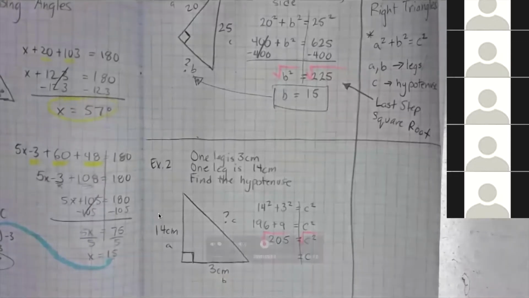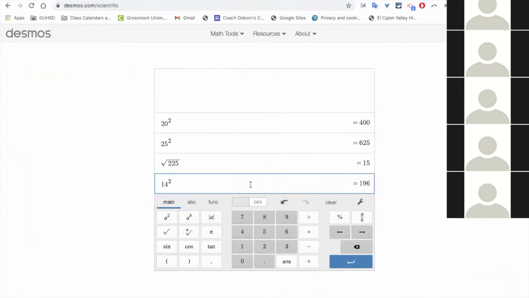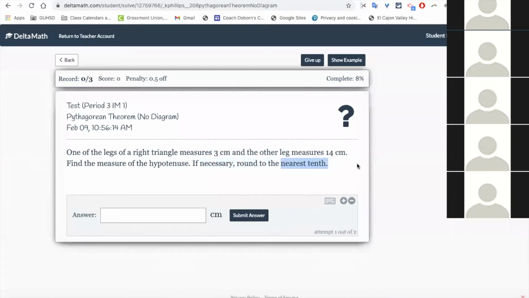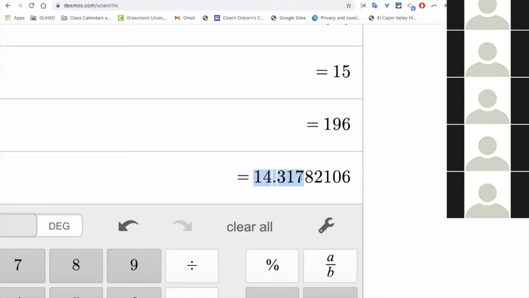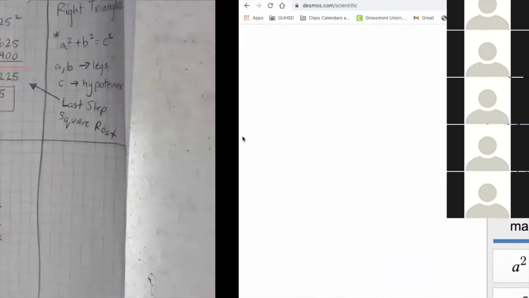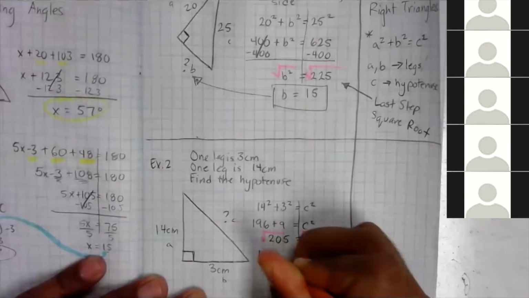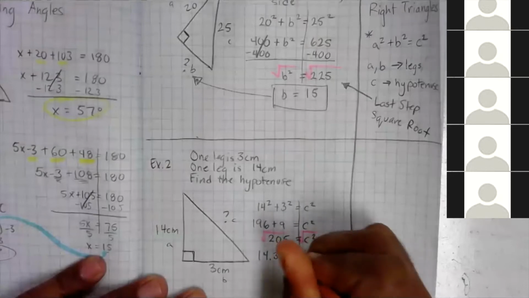Okay, now we're going to square root that, 205. So we're going to do square root of 205. Now notice, you guys got a decimal answer, 14.3. But it says round to the nearest tenth. Okay, so let's write down to the thousandth here. Or actually, let's go all the way down to 10,000. So I'm going to write down 14.3178, sorry, 8, not 5.